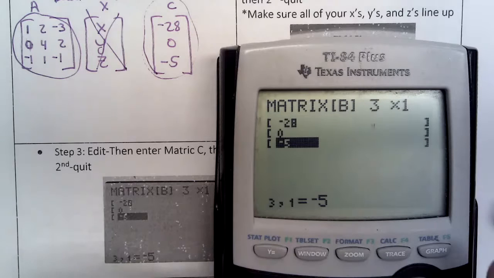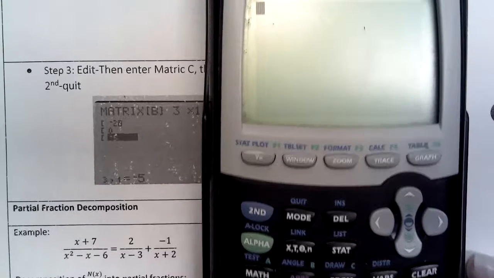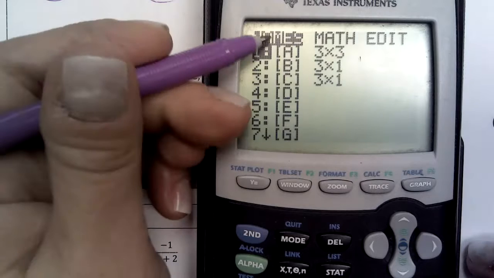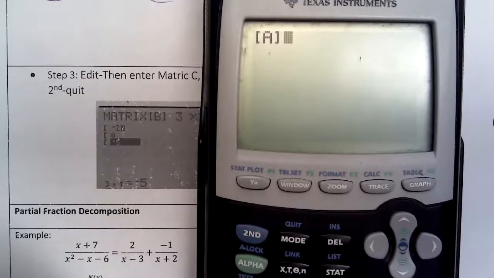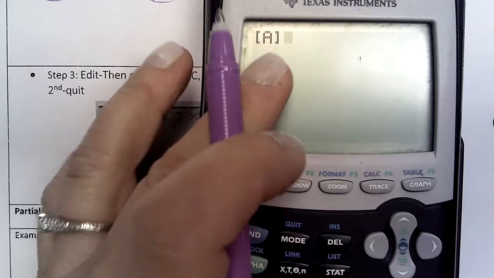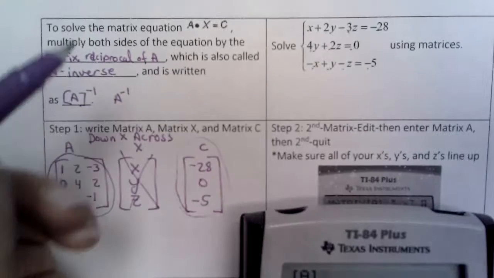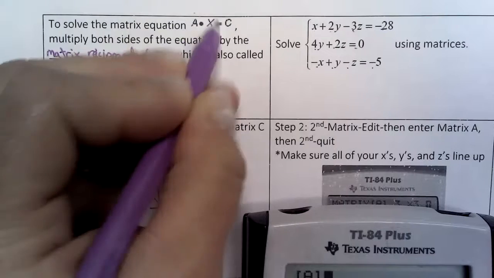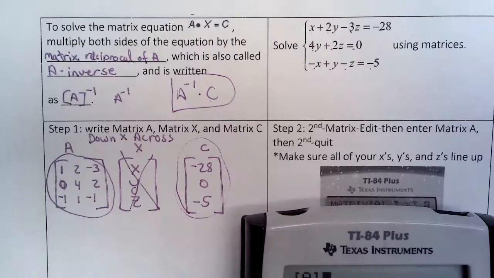All right, so now we're going to solve this. We're going to hit second quit. Now I have all these steps written out with pictures. We're going to hit second matrix again, but this time we're going to choose a matrix, so we're going to leave it on names and choose our A matrix. Remember, when we talked about solving it, it's A to the negative 1 times C. This is the piece that we really want.